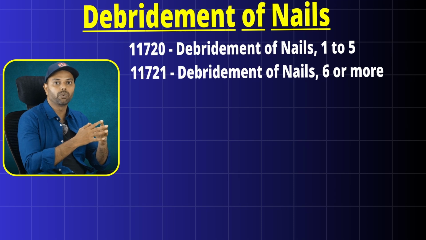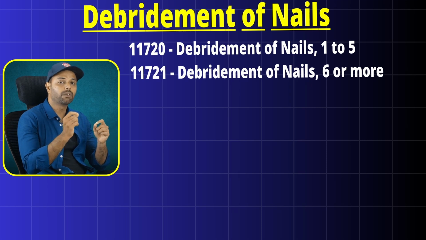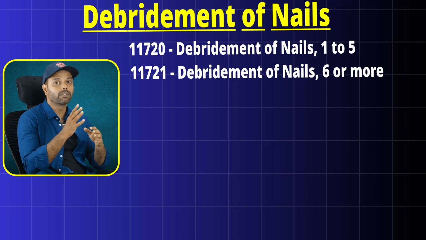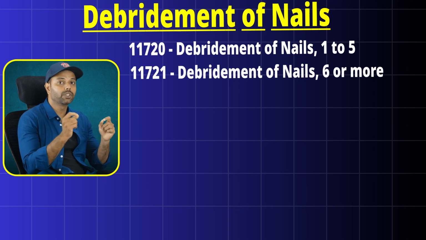Let's see how to code for debridement of nails. There are 2 codes used for debridement of nails, 11720 and 11721. The code 11720 is for debridement of nails by any methods, 1 to 5 nails. If it is 6 or more nails, then you have to code 11721. Note, code 11720 and 11721 cannot be billed together.